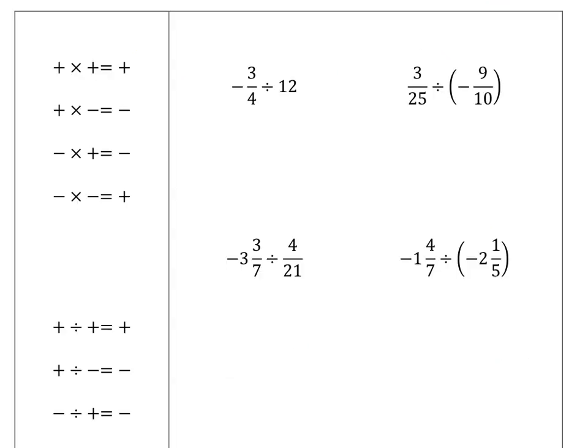Okay, these are a little more work, but not much more work. What you just have to remember is you're going to invert and multiply. Okay, so you're going to invert, multiply by the reciprocal. Remember, you don't change this one, right? So this is going to be -3/4 times, because we're going to use the inverse operation, the reciprocal of 12 is 1 over 12.